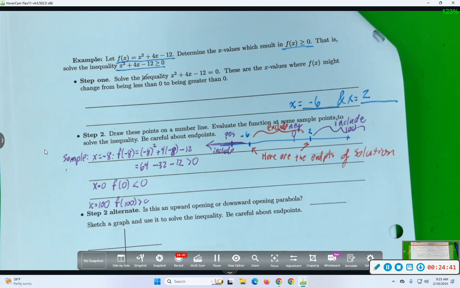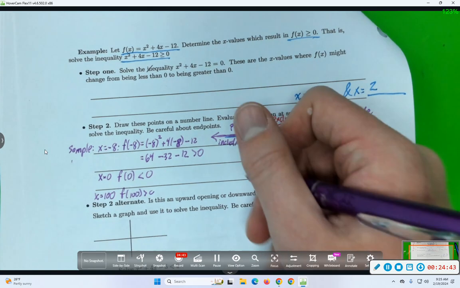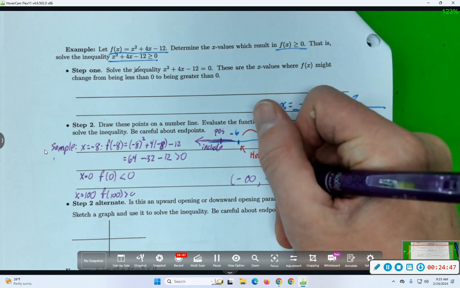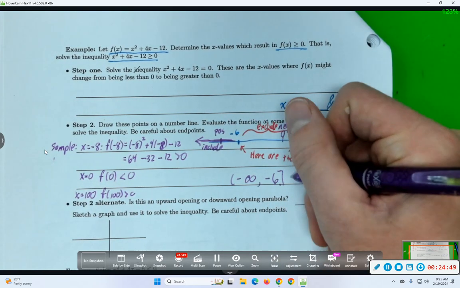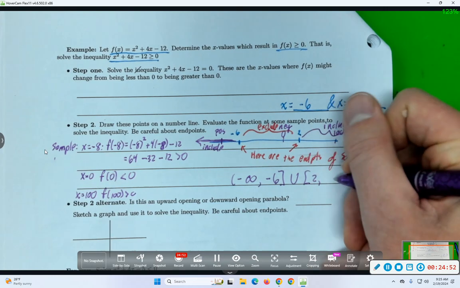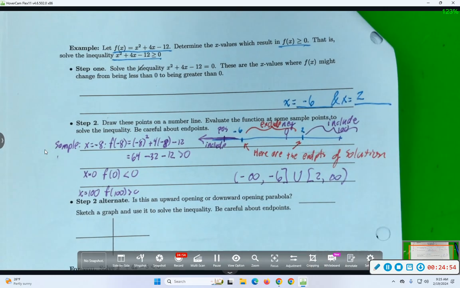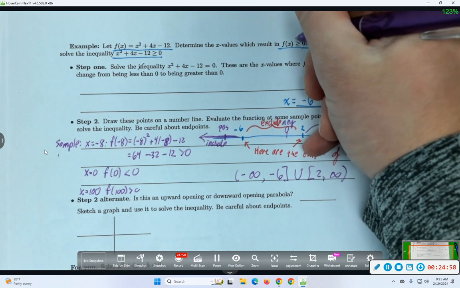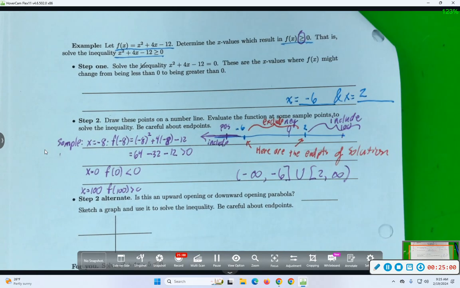It'd be all numbers from negative infinity to -6, including -6, and then all numbers from 2, including 2, to infinity. Nice. How did you decide to include? Because it's greater than or equal to, and we know that at -6 and 2, they're equal to 0, because that's what we found out. Awesome.